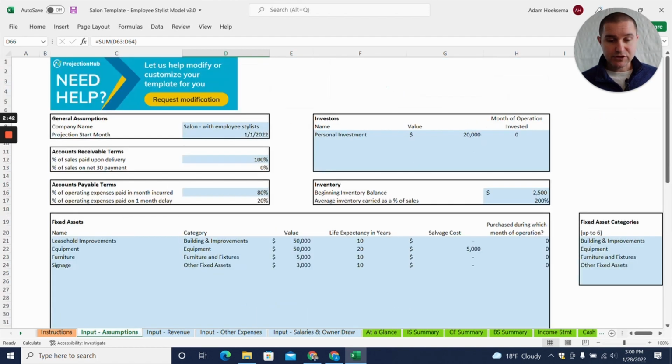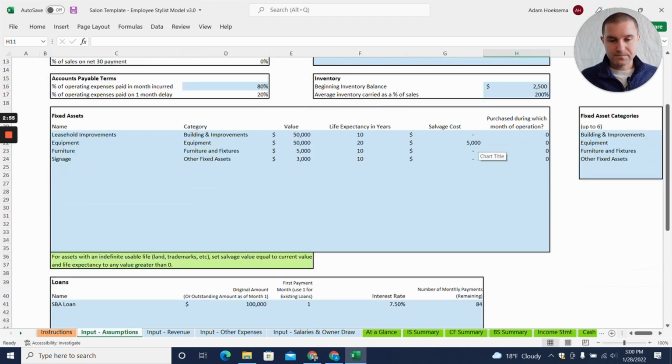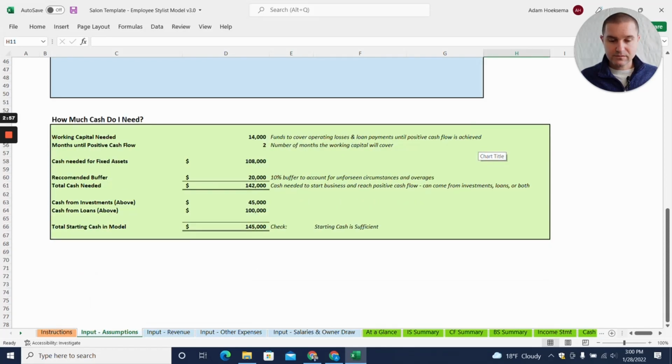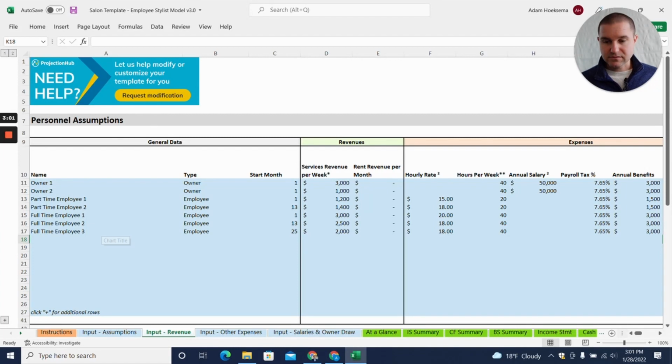So I'm going to jump back up here, and let's just say that we also bring in an outside investor for $25,000 that will be invested in month 0. And now we've got enough. Starting cash is sufficient. So now I'm going to jump over to our input revenue tab.